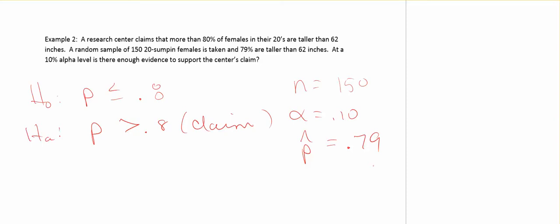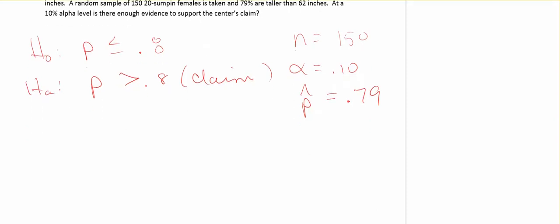So we did a survey. We found 150 people that we randomly selected, and only 79% were taller. Does that still support the claim that it's really greater than 80? So we're going to use Z again because the sample size is big enough.